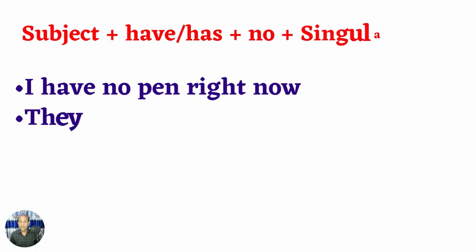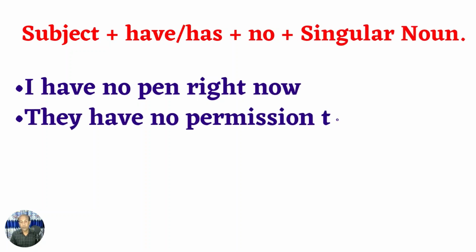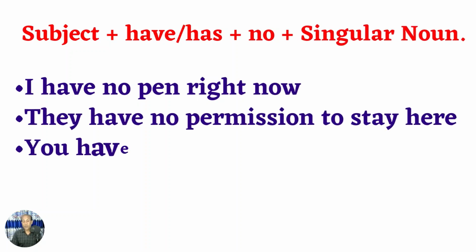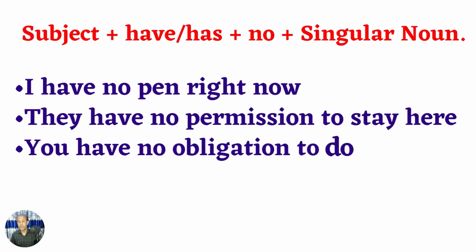Subject plus have/has plus no plus singular noun. If we get a singular noun after have or has, we simply use no before the singular noun to make a negative sentence. I have no friend right now. They have no permission to stay here. You have no obligation to do this.